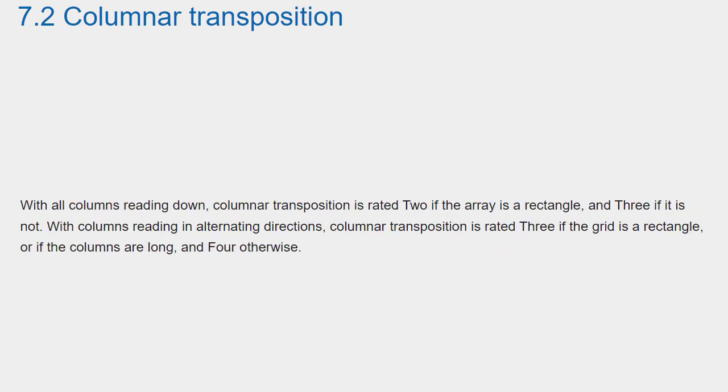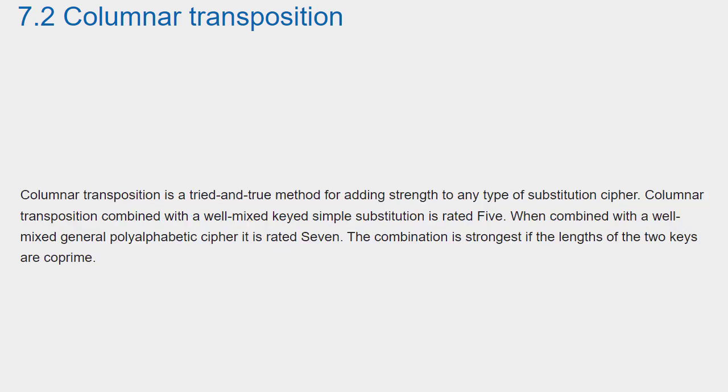She will then have twice as many strips to attempt to match up. With all columns reading down, columnar transposition is rated 2 if the array is a rectangle, and 3 if it is not. With columns reading in alternating directions, columnar transposition is rated 3 if the grid is a rectangle, or if the columns are long, and 4 otherwise.